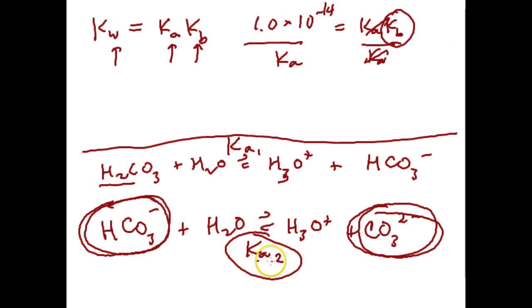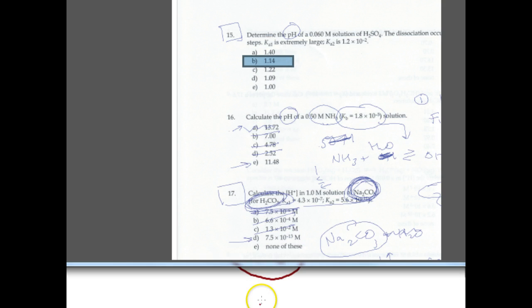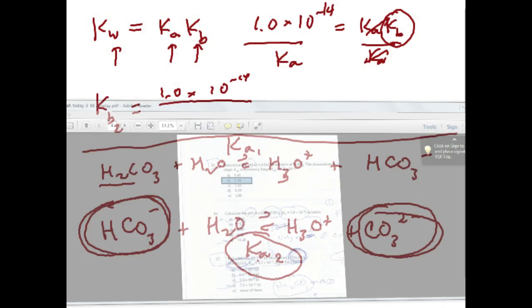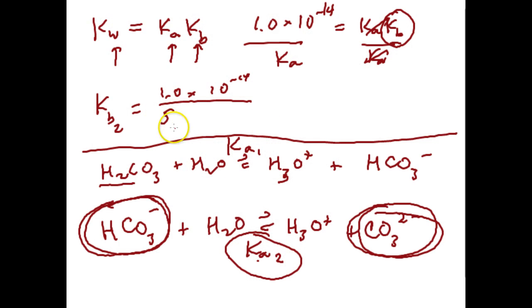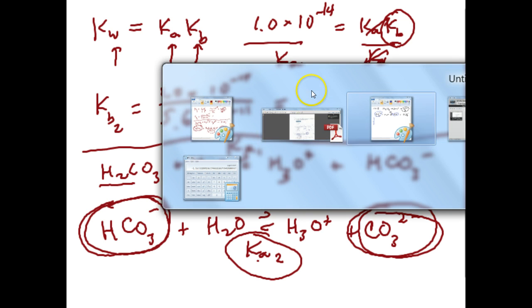Okay? So the Kb2 equals 1.0 times 10 to the minus 14 divided by Ka2. And what was Ka2? It says in the problem 5.6 times 10 to the minus 11. I hope I'm reading that right. 5.6 times 10 to the minus 11. Okay, so what does that equal?